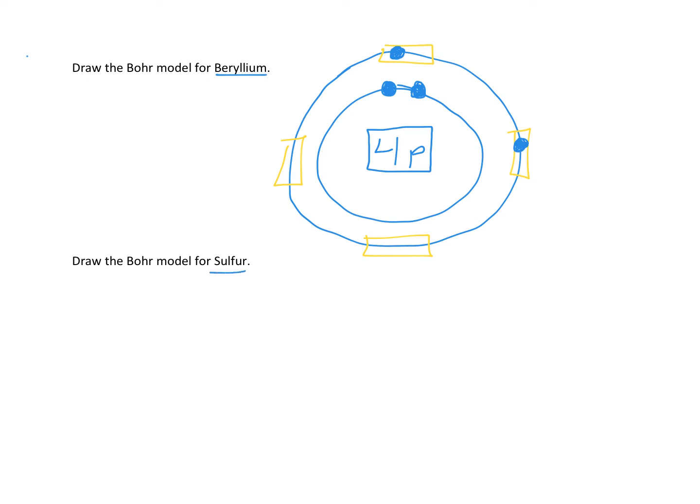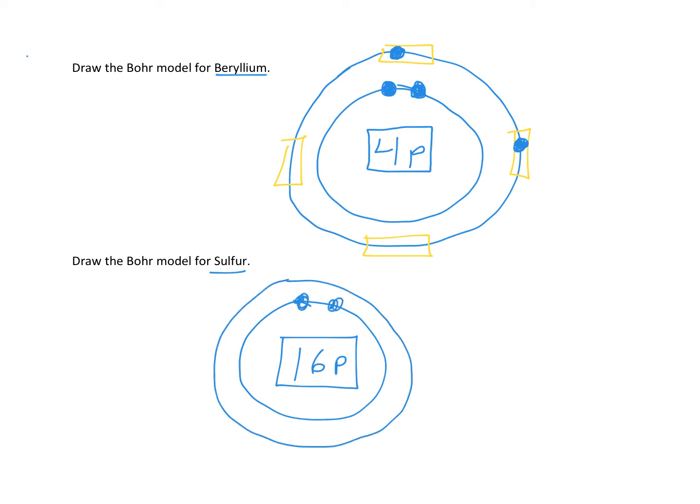So sulfur, I look up, has 16 protons. So 16 protons, and I'll put a box for myself. So the first ring, again, can hold 2. So 1, 2. The second ring can hold 8. So I'm going to go 1, 2, 3, 4, 5, 6, 7, 8. And at this point, I'm at 10. So I'm going to draw a third ring.